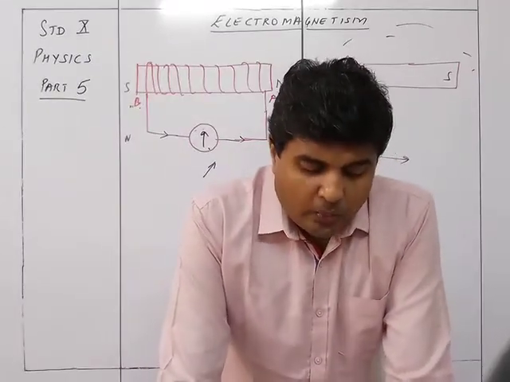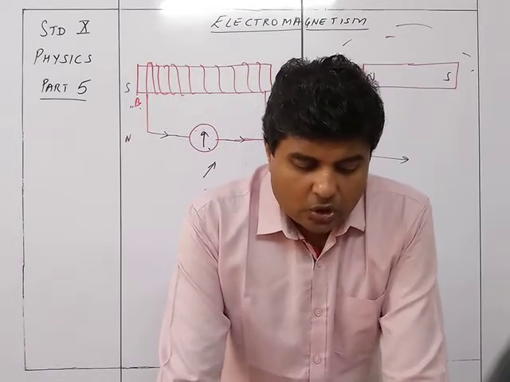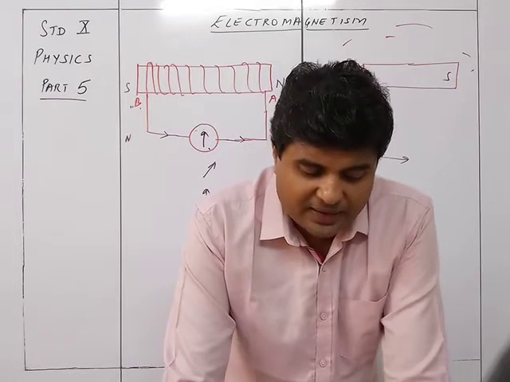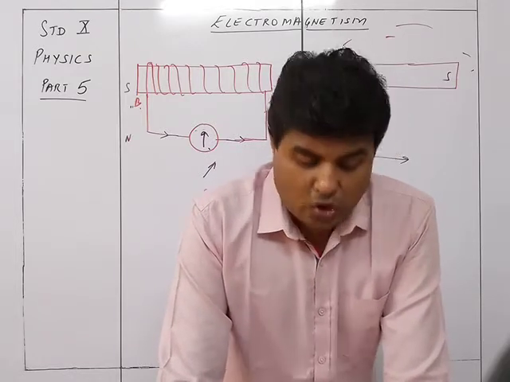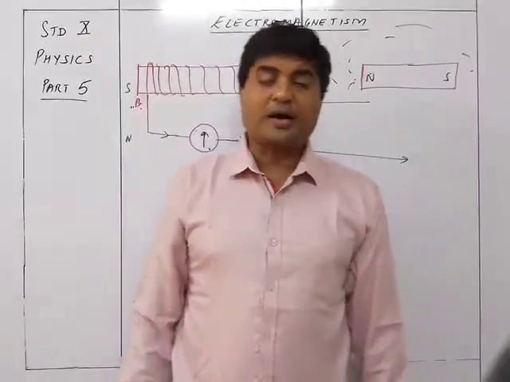When there is no relative motion between the magnet and the coil, the total number of magnetic field lines of the magnet passing through the coil, that is the magnetic flux linked with the coil, remains constant. Therefore, no EMF is induced in the coil and no current flows in it.